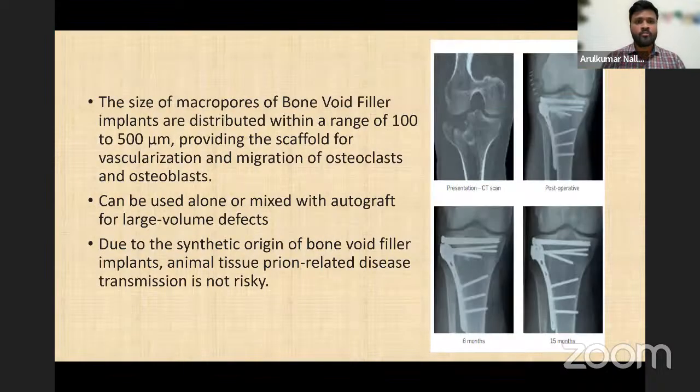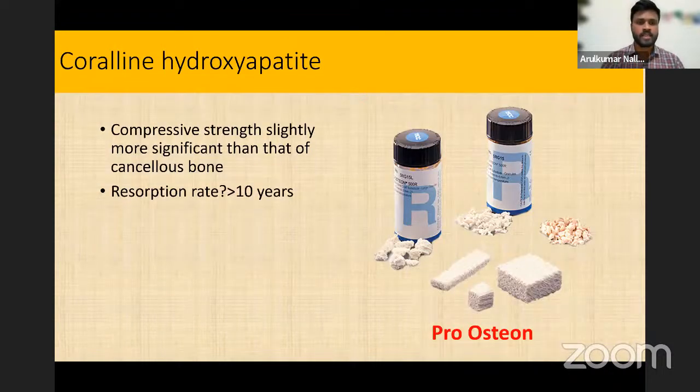The size of macropores of bone void filler implants is distributed within a range from 100 to 500 micrometers, providing a scaffold for vascularization and migration of osteoclasts and osteoblasts. It facilitates regeneration, and it can be used alone or mixed with autografts when we are dealing with larger volume defects. And due to its synthetic origin, it alleviates the infections and prion-related diseases associated with allografts and xenografts.